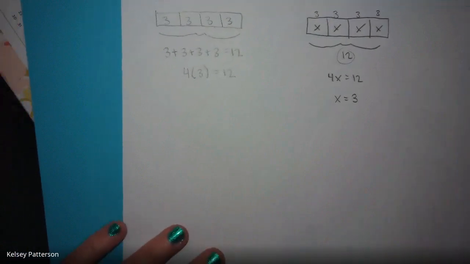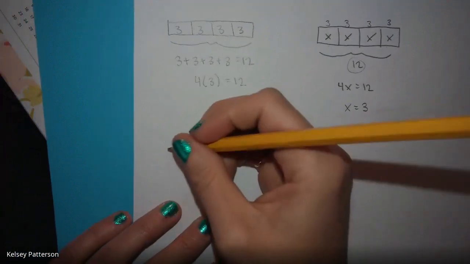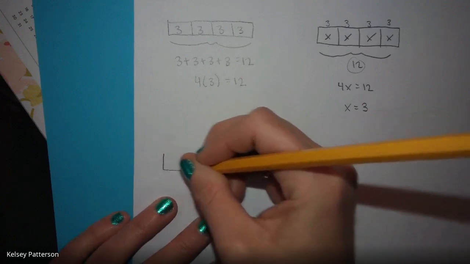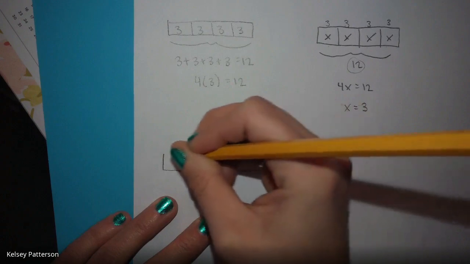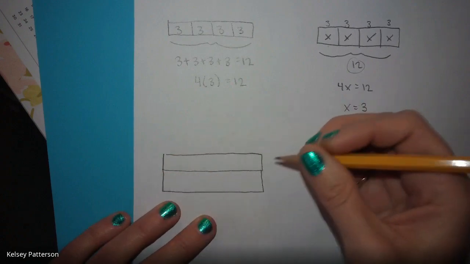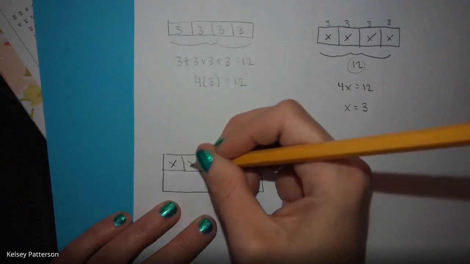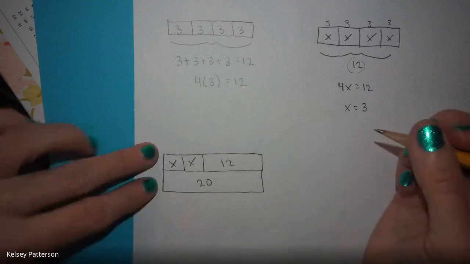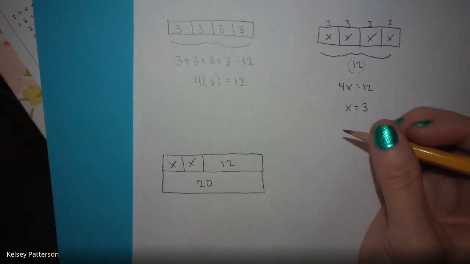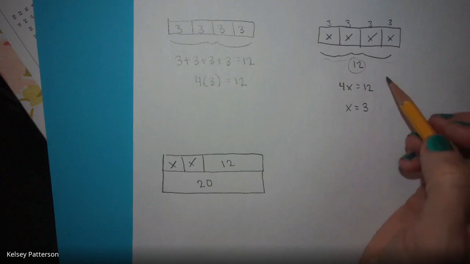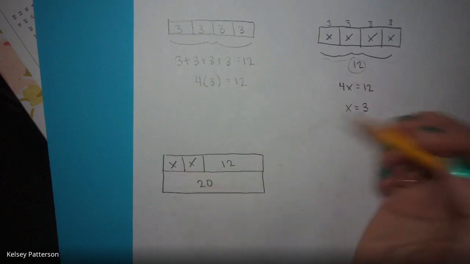Okay, let's step it up a little bit more. So you could have a 2-step equation. So you could even start with a tape diagram and have kids create an equation from that. So if I had X, X, 12, and then 20. So notice this kind of has that double bar diagram instead of just showing the answer underneath. You could have a whole separate tape.